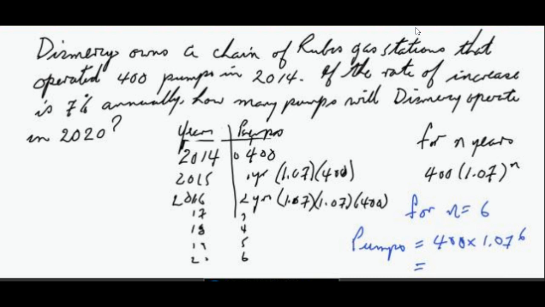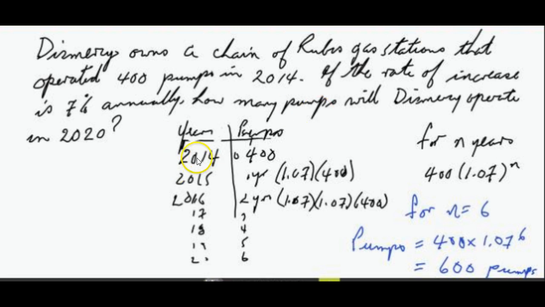You don't have to put this in a calculator one step at a time. Or you could have just put 400 times 1.07 times 1.07 times 1.07. So you can just use the x to the y key and then put 6. 400 times 1.07 to the 6th, and we can't have 0.292 of a pump, so 600 pumps.